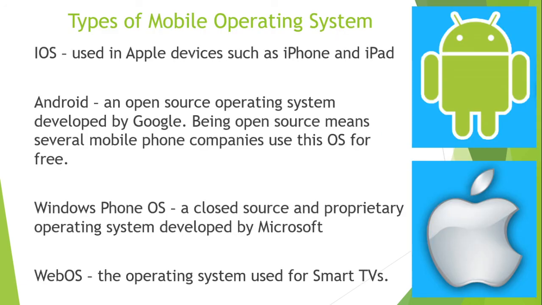Now there are different types of OS. There is iOS. This is used in Apple devices such as in iPhone and iPad. Meron din po tayong Android devices. It is an open source operating system developed by Google. Being open source means several mobile phone companies use this OS for free. Well, Windows Phone OS, a closed source and proprietary operating system developed by Microsoft, and then the Web OS, the operating system used for smart TVs naman po. Yan naman po si Web OS po natin.